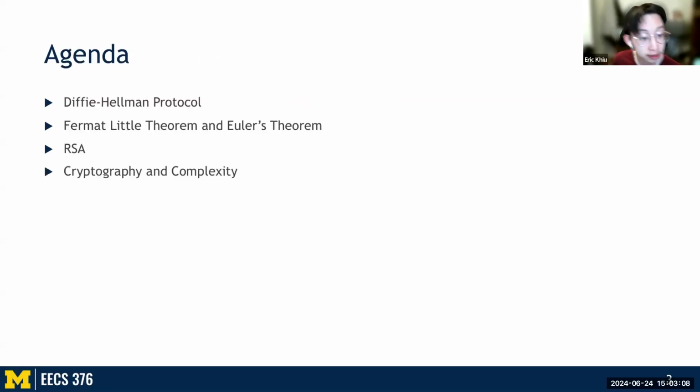Today we're gonna talk about the cryptography chapter. The first thing I want to talk about is the one-time pad, which I forgot to put here. Then we're gonna talk about Diffie-Hellman. Before we get into RSA, we'll talk about FLT and Euler's theorem, which will be used in RSA. Lastly, we'll discuss a little bit about cryptography and complexity, to see the connection between PMP and the cryptography unit.